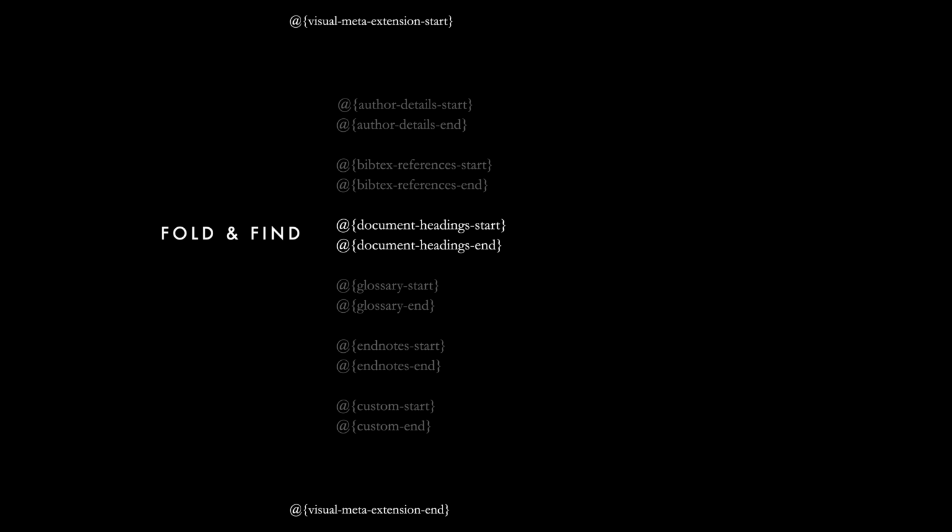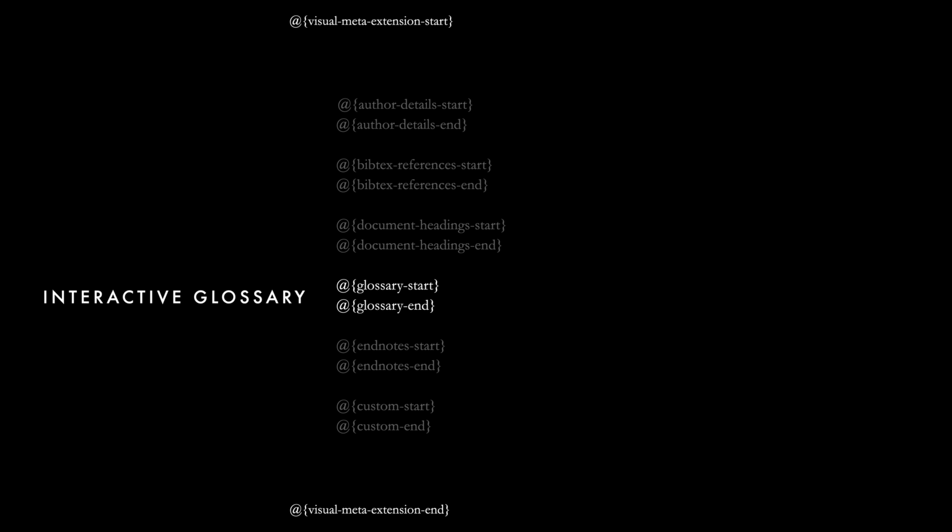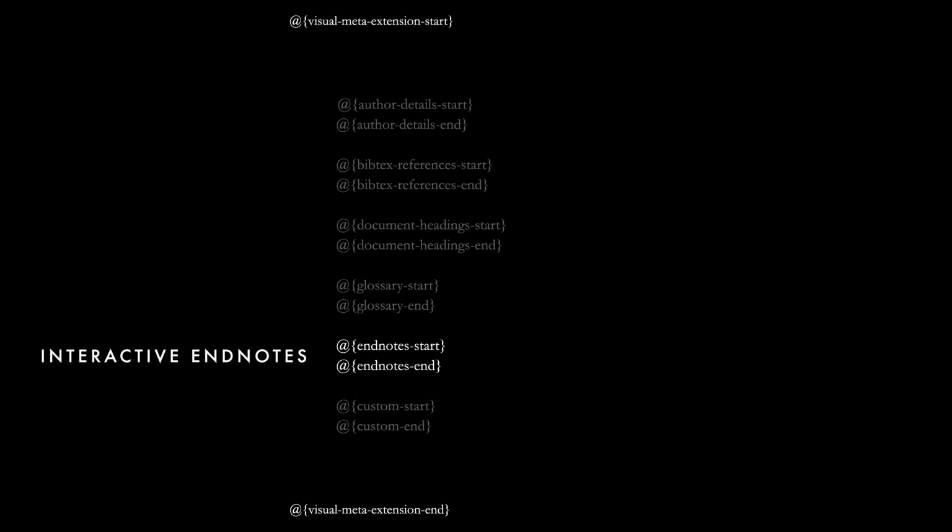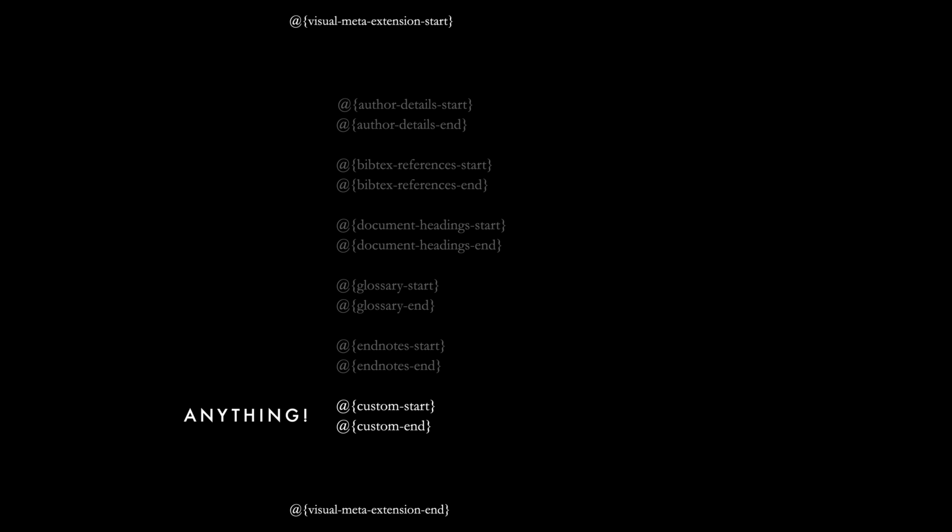You can also put in the headings, so the system knows where the headings are in the document, which is very useful for doing things like finding, folding, and so on. Also, this can produce an interactive glossary as well as a static glossary, which can be useful when you're authoring a more concept-focused style of writing. Endnotes can, of course, be interactive, and this is where anything goes. You can add anything you like to visual meta, you just have to say what it is.